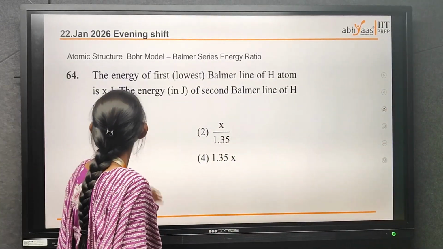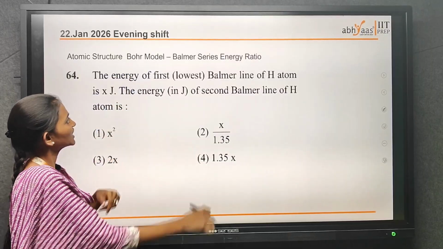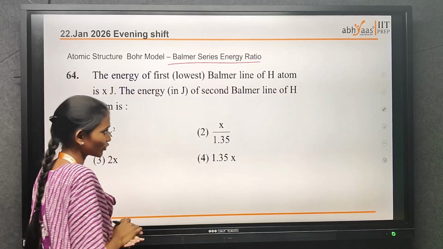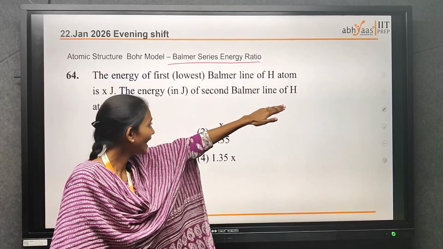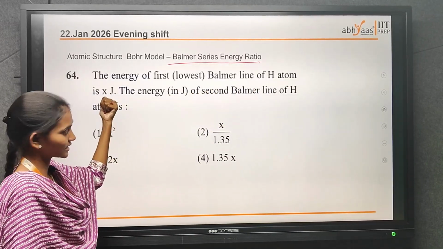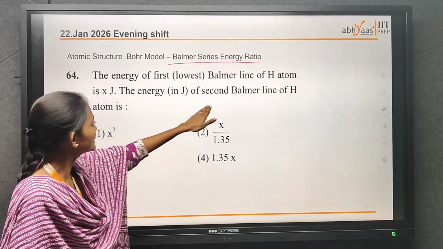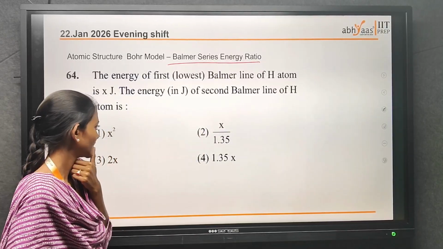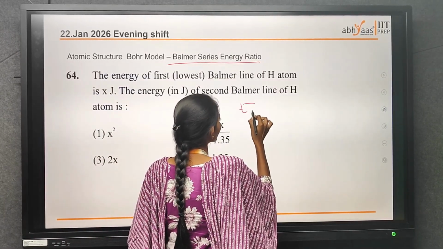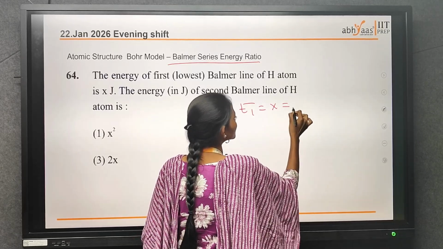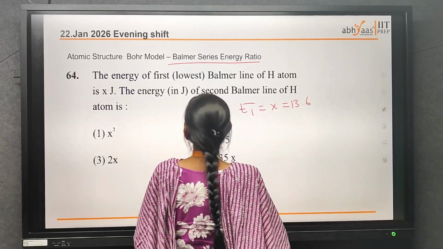And moving on to the next question from atomic structure. They have given a Balmer series energy ratio question. The energy of the first lowest Balmer line of hydrogen atom, they are asking in some joules, and the energy of the second Balmer line of hydrogen atom. See, they are telling that we are having E1 and E2 energies, right? So, therefore, E1 is equal to X, which is equal to 13.6, right?